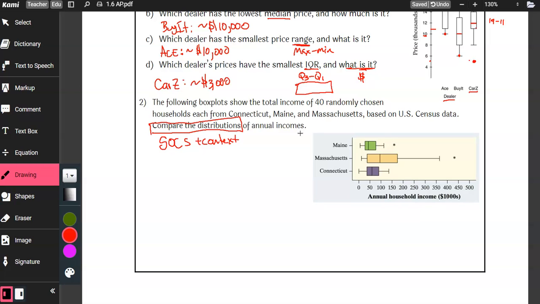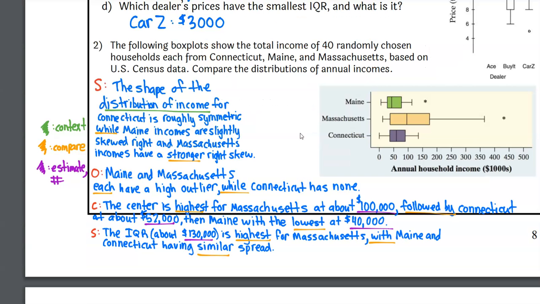So you see this box plot here for Maine, Massachusetts, and Connecticut, and the annual household income in the thousands. So you have to make a statement and make a comment about each of these 4 components, and you want to include context. Make a comment about the shape, any outliers, the center, and the spread, or the variability. Take a look at this sample response.